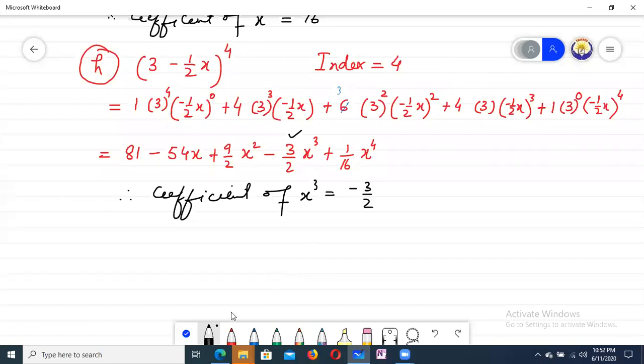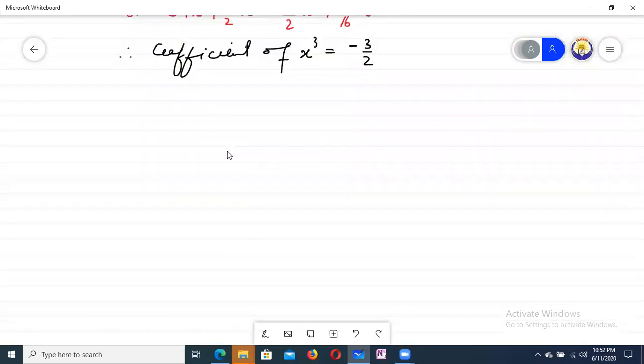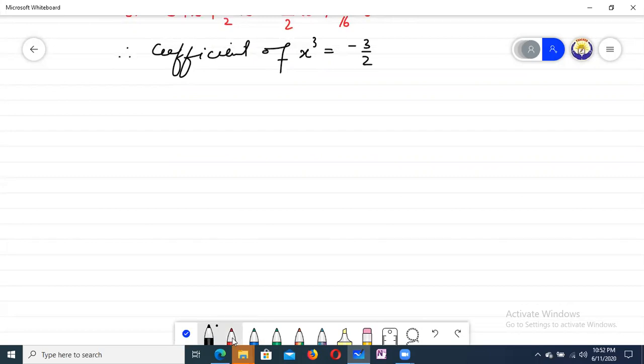Now we'll start the next question. Question number 4 is (4 plus x) raised to the power 5 plus (4 minus x) raised to the power 5 is equal to a plus bx square plus cx raised to the power 4.